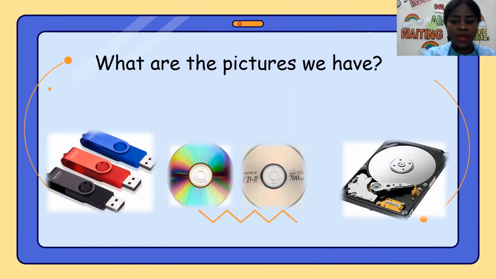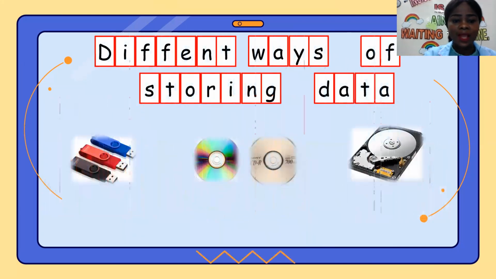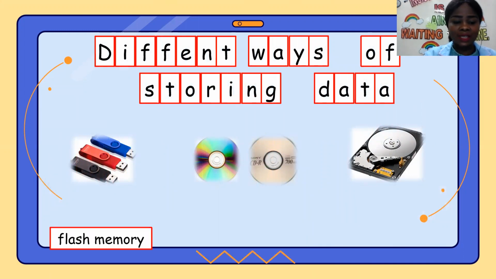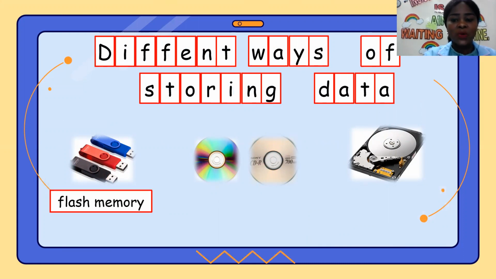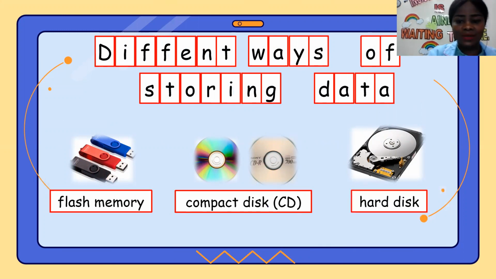What are the pictures we have? Can you remember? We talked about the flash memory, compact disk, and hard disk. Different ways of storing data. What are the different ways of storing data? We store data by the flash memory, we store data by the compact disk, we store data by the hard disk, okay? When you want to save, when you want to store your work, probably your work that you did in the school or any project, we use the flash memory or compact disk or hard disk.